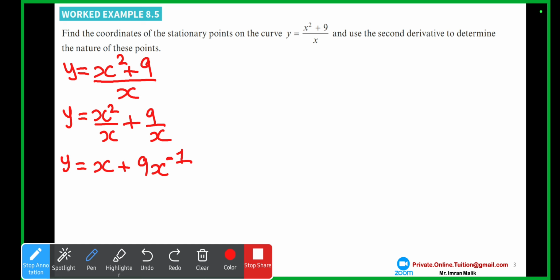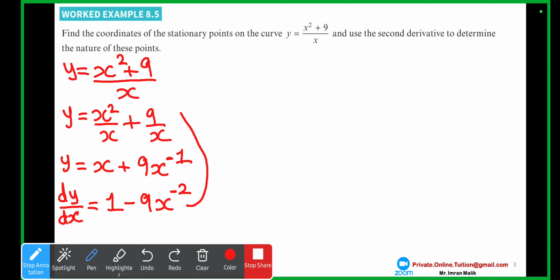Now we will differentiate this with respect to x. So dy over dx is equal to, differentiating x is going to be simply 1. Differentiating 9 x to the power negative 1, we multiply 9 with negative 1, so we get negative 9, and we decrease the power by 1. So this is the differentiation of this equation.